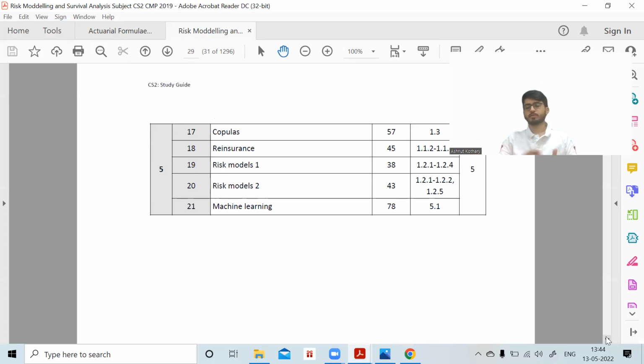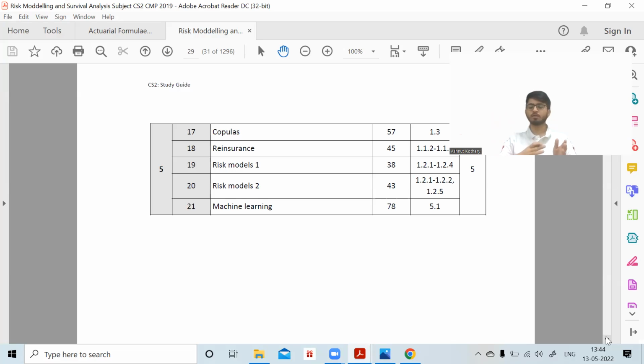Chapters 18 to 20 are directly coming from CT6 only, and chapter 21 is again something which is completely new. So 4 chapters, I would say, are new to the curriculum. First is mortality projection, which I feel is the worst one among all these 4, preparation wise. Then we have EVT formulas. Both of them have a lot of mathematical derivations, but they are relatively easier to understand. And then we have machine learning, which again some students tend to struggle with.